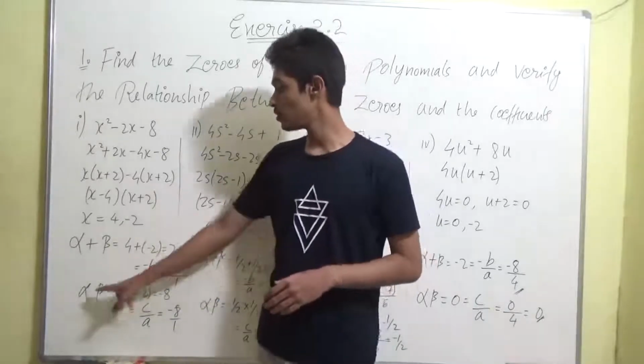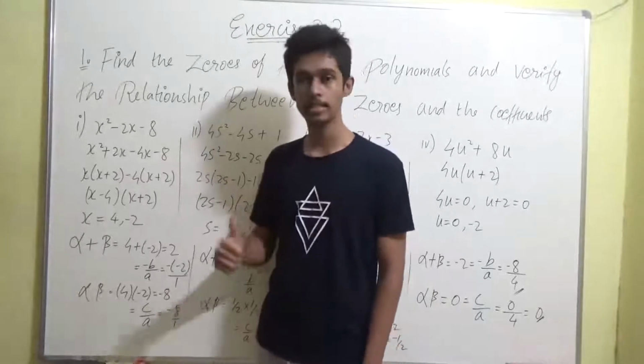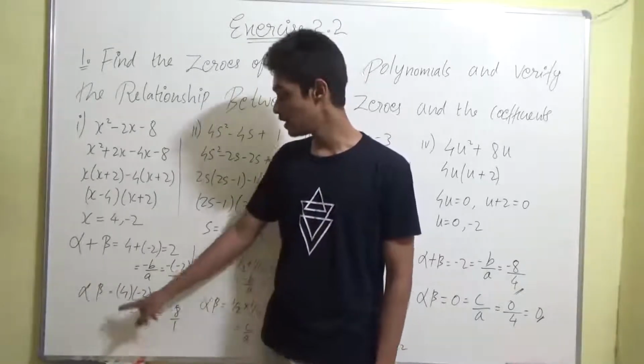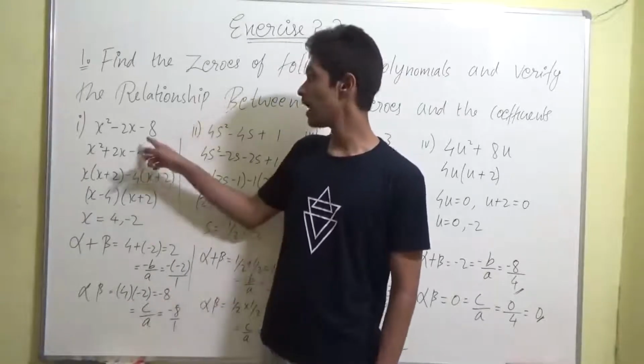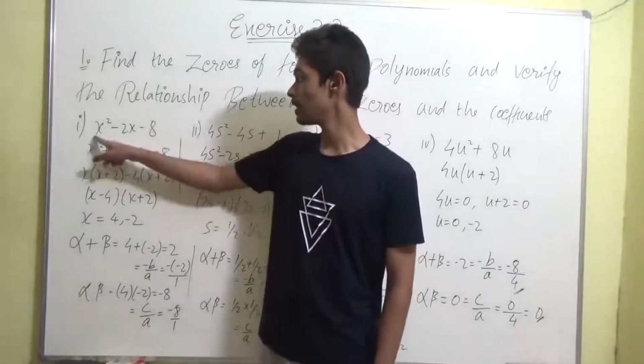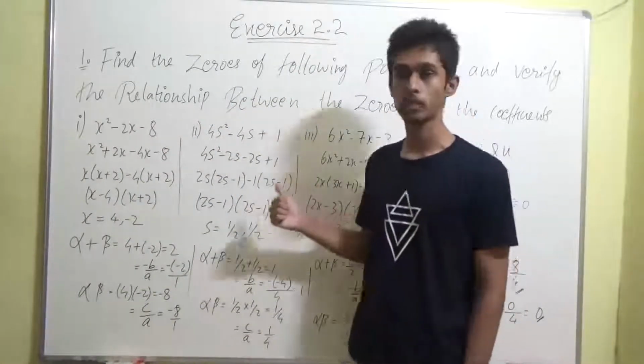Now let's go for the relation alpha into beta, which should be equal to c by a. Let's see whether it's going to be equal to c by a. So 4 into minus 2 is going to give us minus 8, which is actually equal to c by a, which is minus 8 by 1. Now let's go to the second sub question, guys.